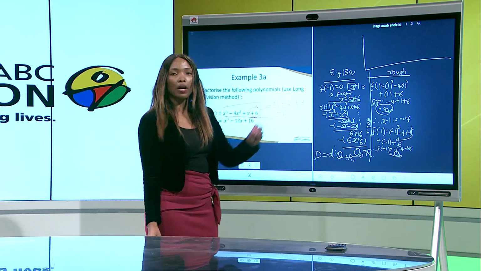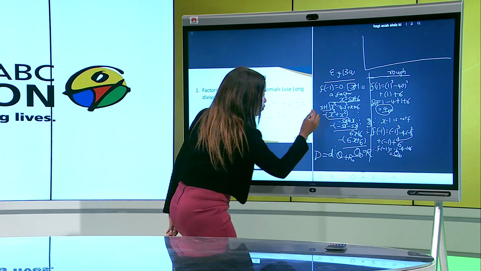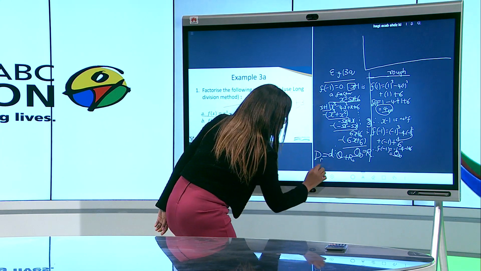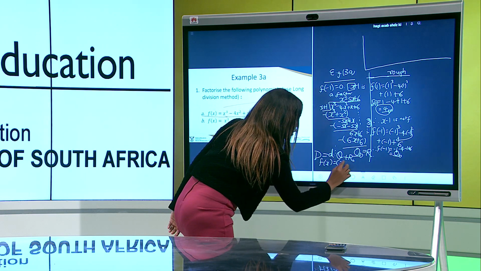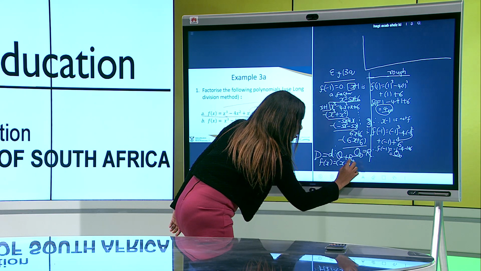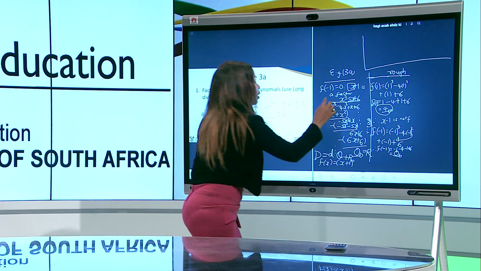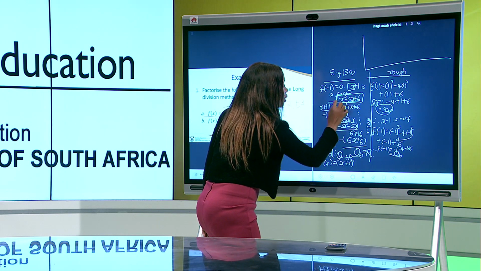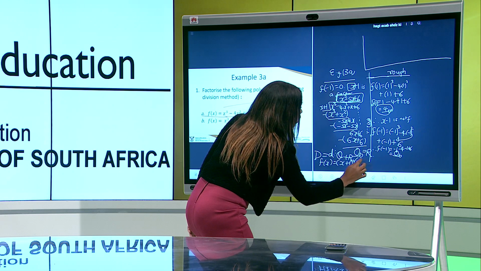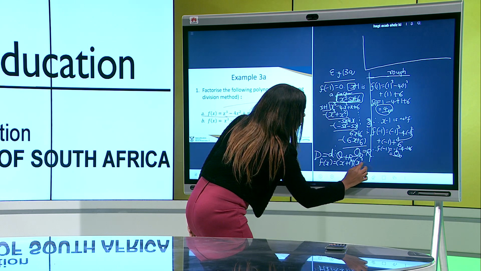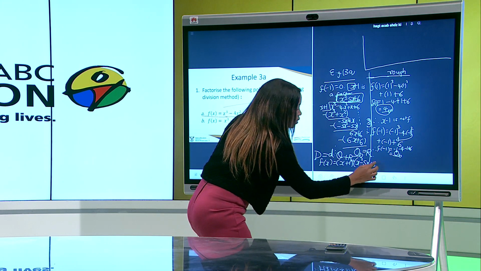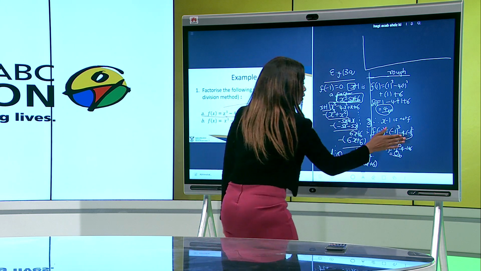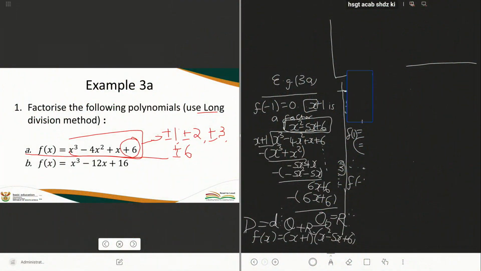In this regard, which one is my dividend? My dividend is going to be f of x, the original function there. F of x is equal to, which one is my divisor? x plus 1. My quotient, this one here. Your quotient is x squared minus 5x plus 6. Therefore, what is your final answer on this one?